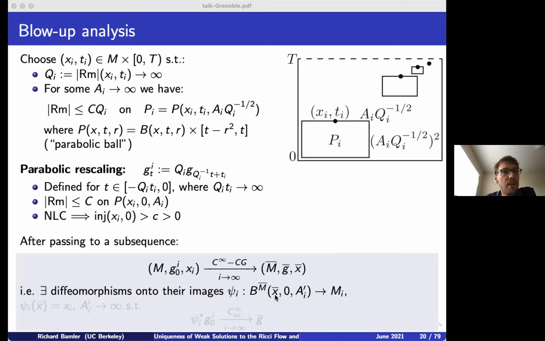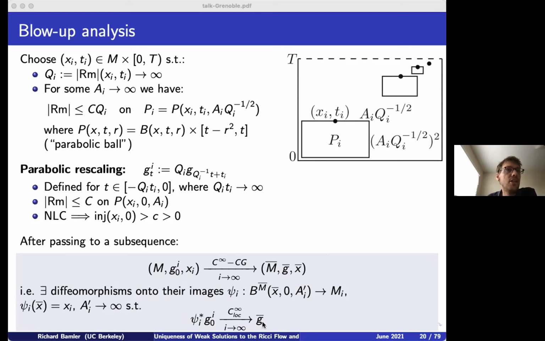From some sequence of larger and larger balls around the origin in this limiting manifold, with a_i' going to infinity, to M_i, that carry the base point x bar to the points x_i, such that if we look at the pullbacks of the metrics g_i^0 via these diffeomorphisms, we converge to g bar in the local C infinity sense.